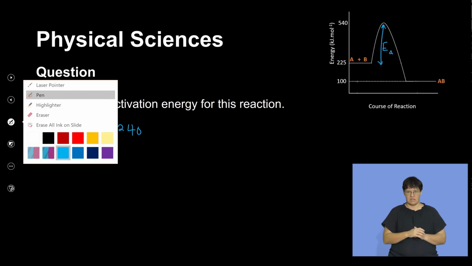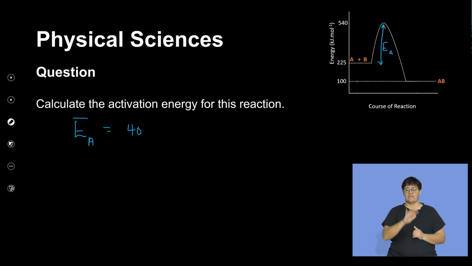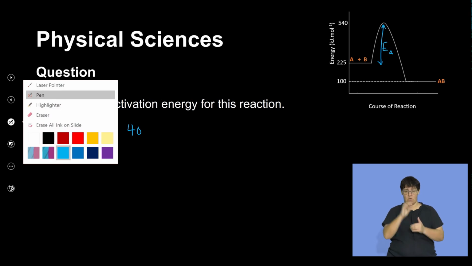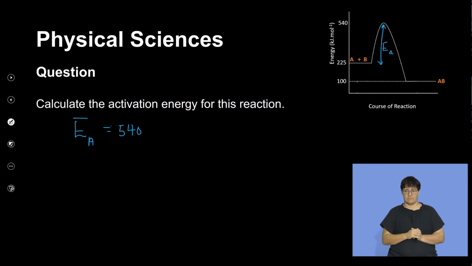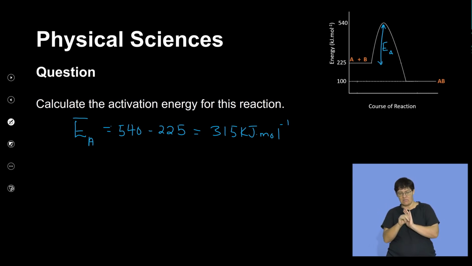If we can just correct that value, it's actually 540, right? Okay, it's 540 minus 225, okay? Because we are looking at the amount of energy that was absorbed to break bonds so that we reach the activation complex. That value is equal to 315 kilojoules per mole. So we need to be able to identify in this profile what represents the activation complex and then do the maths after that. So this is the minimum energy that is required for this particular reaction to take place.